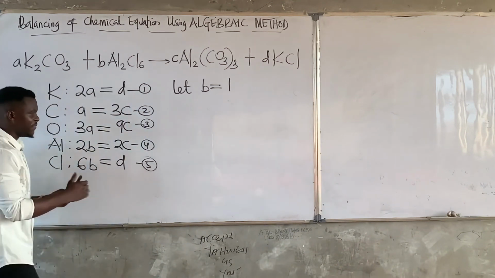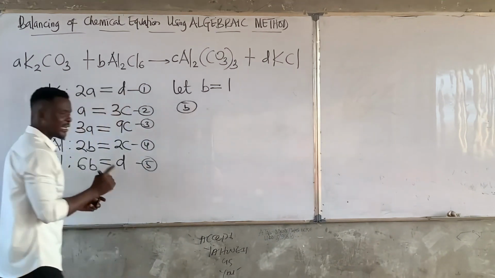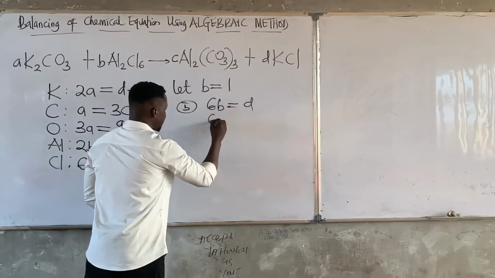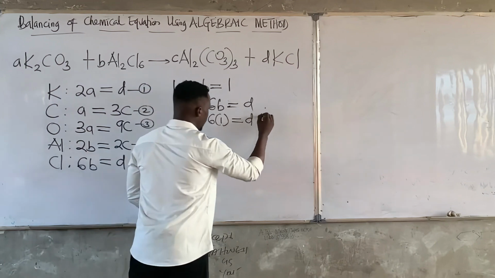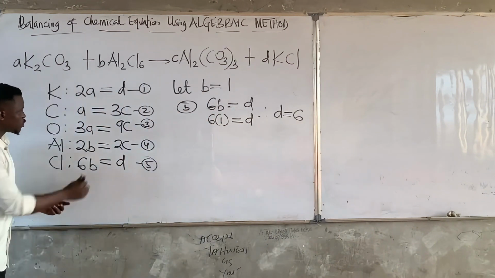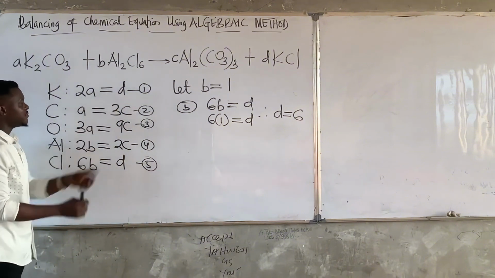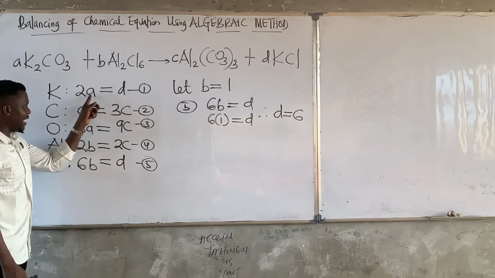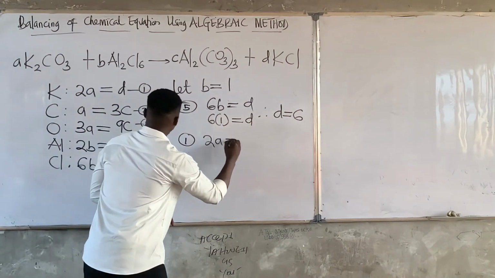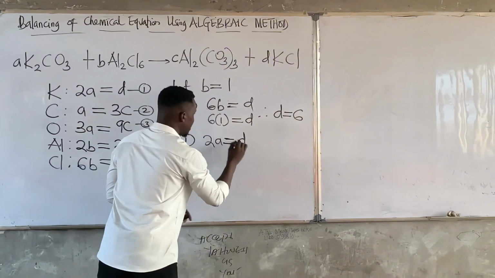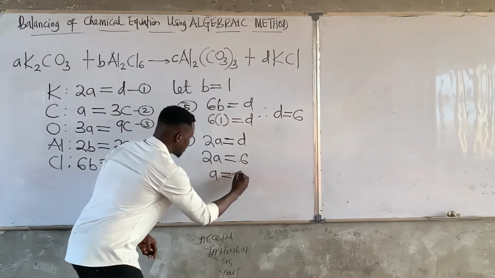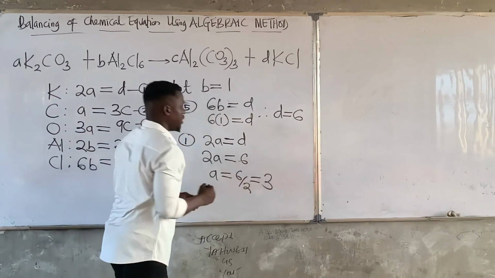So I come to equation 5. Anywhere I see B, I substitute the value of 1. So this becomes 6B equals D, that is 6 equals D. Therefore, we've gotten D to be equal to 6. Very simple. Now look at equation 1, there is D here. If I put D here, I'll be able to get my A. From equation 1, 2A equals D. Remember, we've gotten D to be 6, so this becomes 2A equals 6. My A becomes 6 over 2, that is 3.